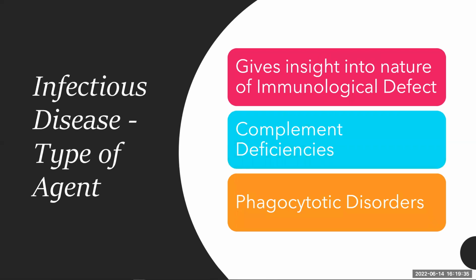Now, the types of agents which are associated with the infectious disease and the location of the infection, this gives valuable insight into what exactly the nature of this immunological defect is. So that is very important. For example, individuals who have B-cell deficiencies characteristically have an increased susceptibility to infections which are associated with encapsulated pyogenic bacteria, such as pneumococcus and influenza bacteria, and also to enteroviruses.